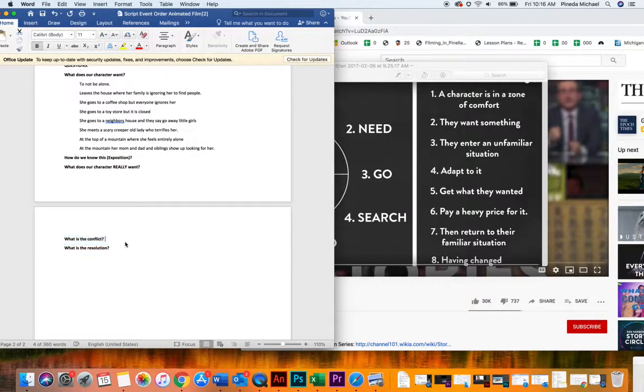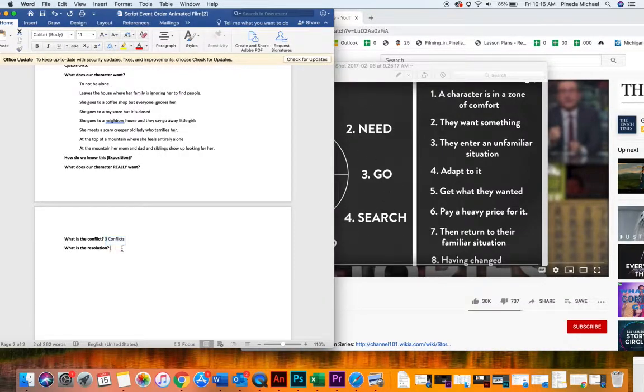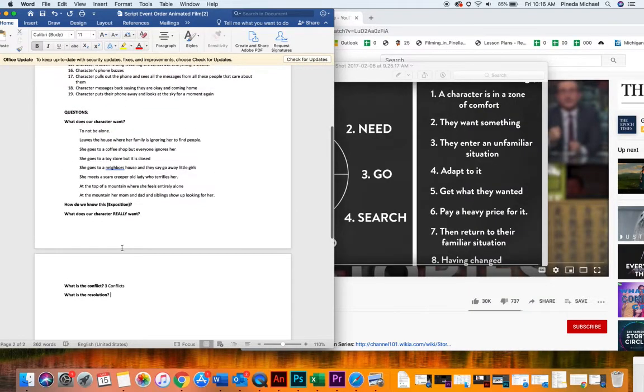And let's say that there's got to be at least 3 conflicts. 3 things that have to happen to our character as she's trying to get what she wants. Okay? And then what is the resolution? The resolution does not need to be good. At the mountain, her mom and dad and siblings showing up, you don't have to do that. Maybe here, no one shows up, and she learns to be okay with being alone.